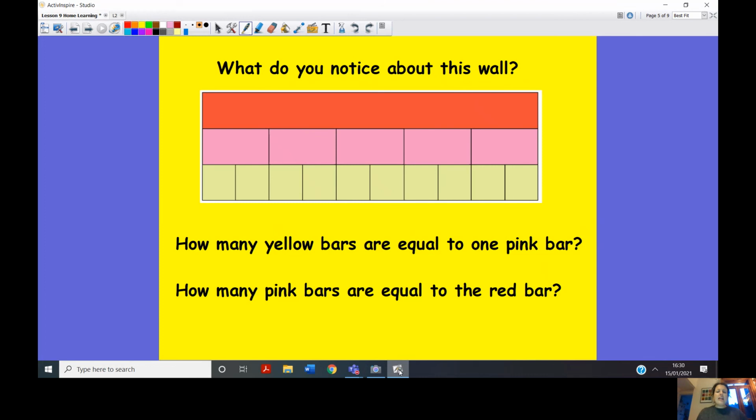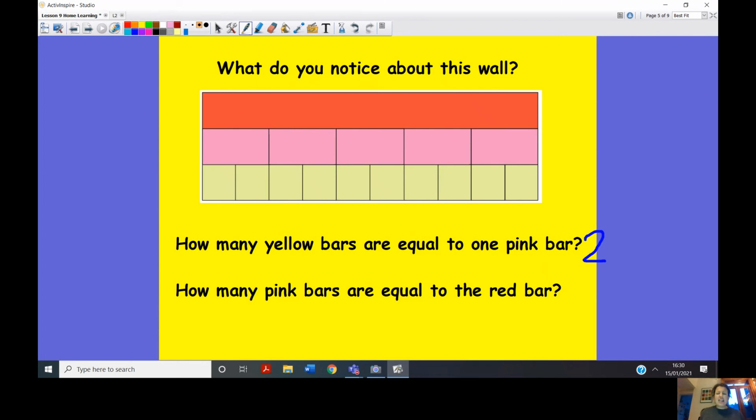Okay. How many yellow bars are equal to 1 pink bar? So here are my yellow bars, here's my pink bar. So for every pink bar, there are 1, 2 yellow bars. Now, let's go up a level.